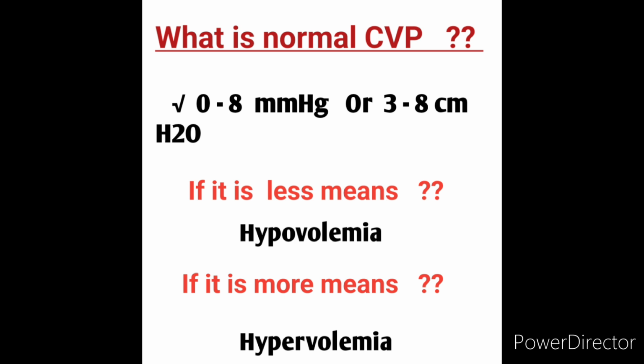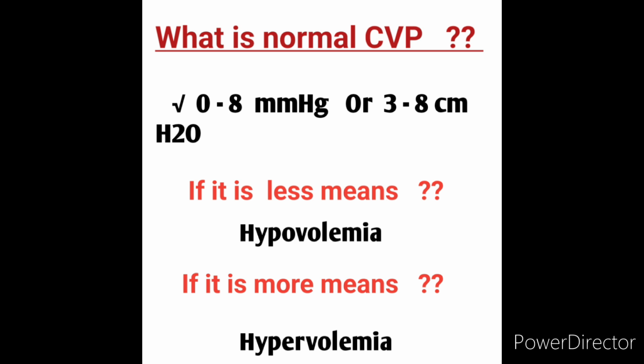Hypovolemia indicates the assessment of venous return, blood volume, and indirectly cardiac output. The normal value is 0 to 8, but a value less than 0 is called hypovolemia.